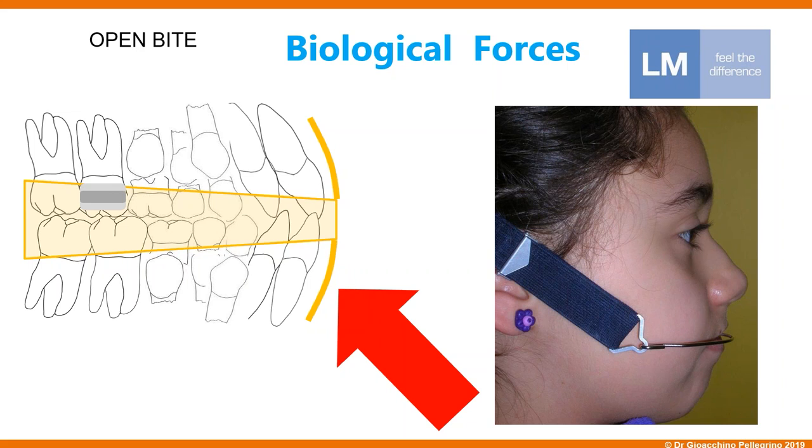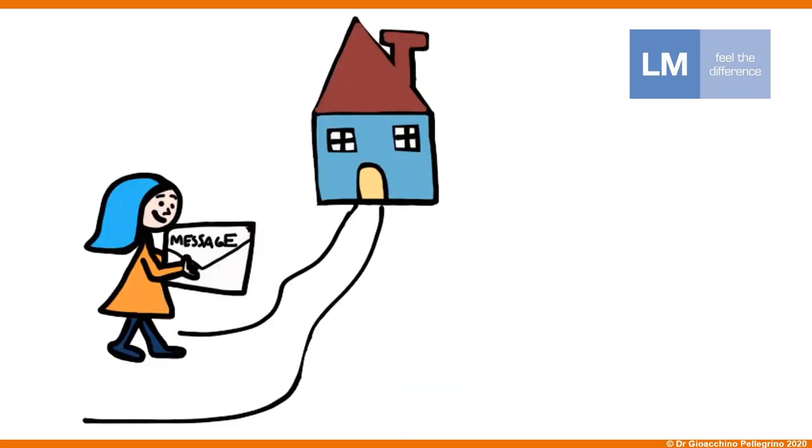So when we have a dental and skeletal open bite, we have a combination of two different approaches: the LM dental appliance that is able to control the position of the teeth, and the gear that is able to control the position and the direction of the growth of the upper maxilla.